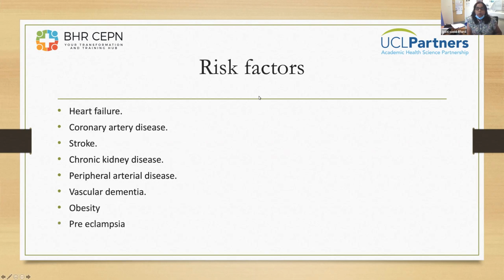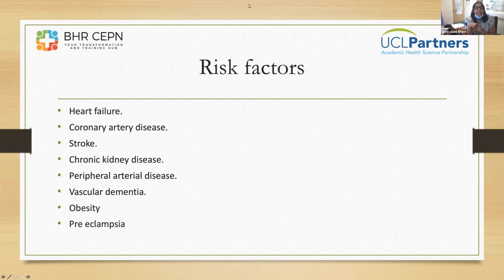Okay, so when we talk about who needs a check, we need to consider what the risk factors for hypertension are. It's quite easy to remember that blood pressure is blood vessels. So anything to do with the blood vessels that affect major organs will be a risk factor. So people with heart failure, heart disease, stroke, kidney disease, vascular disease, dementia, obesity, preeclampsia. These are all risk factors. All these conditions can affect the blood vessels. So essentially any and everything that affects the blood vessels can cause high blood pressure.